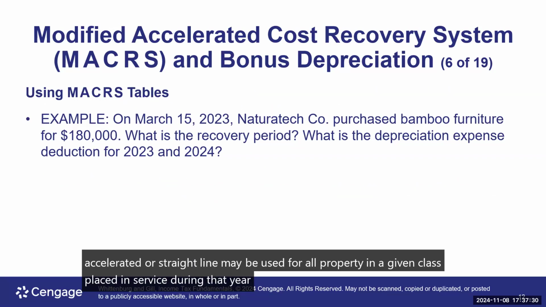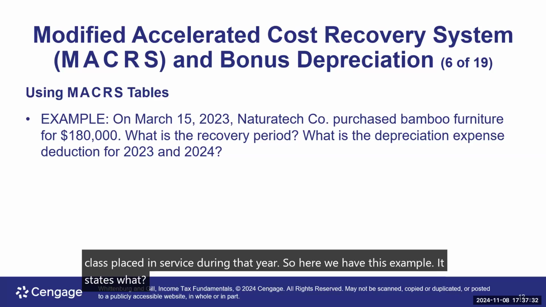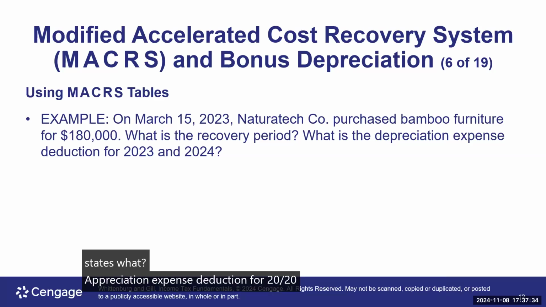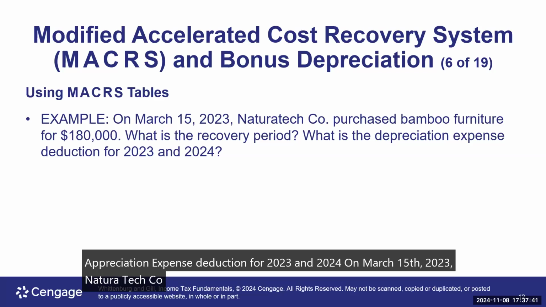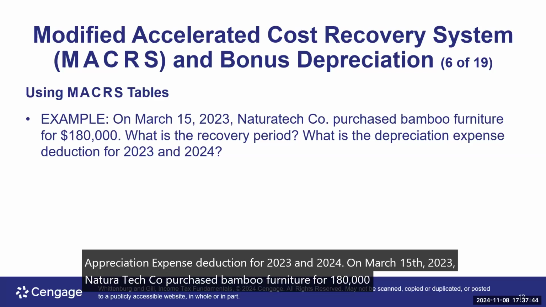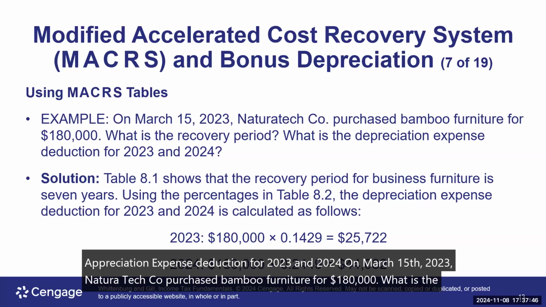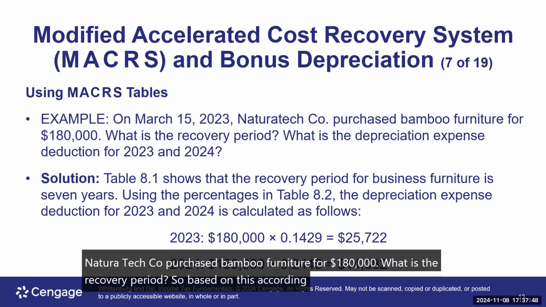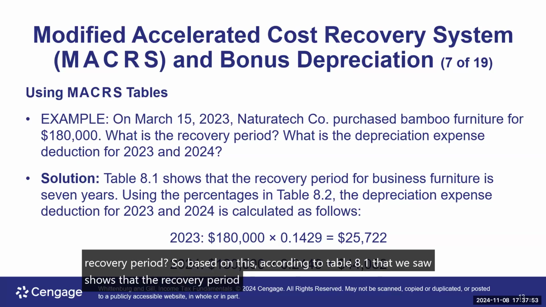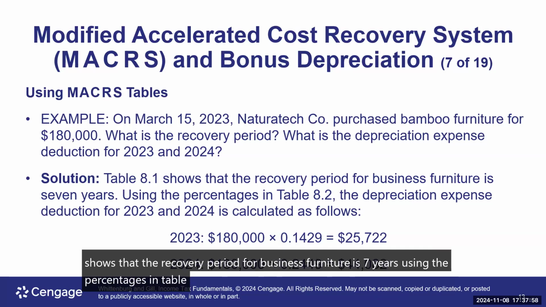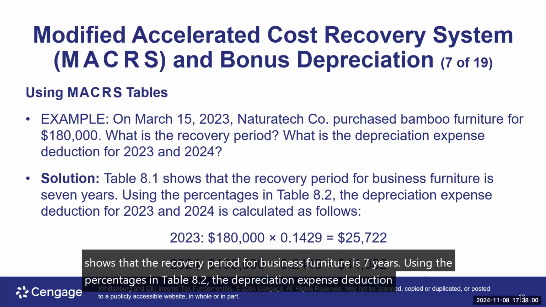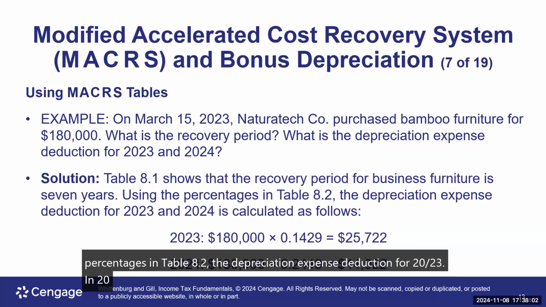So here we have this example. It states, what is the depreciation expense deduction for 2023 and 2024? On March 15, 2023, Natura Tech Co. purchased bamboo furniture for $180,000. What is the recovery period? So based on this, according to table 8.1 that we saw, the recovery period for business furniture is 7 years.